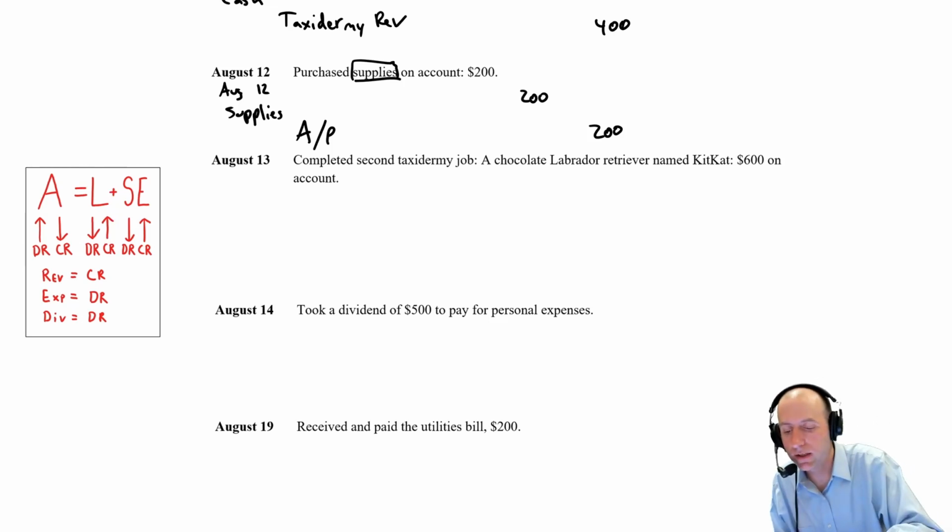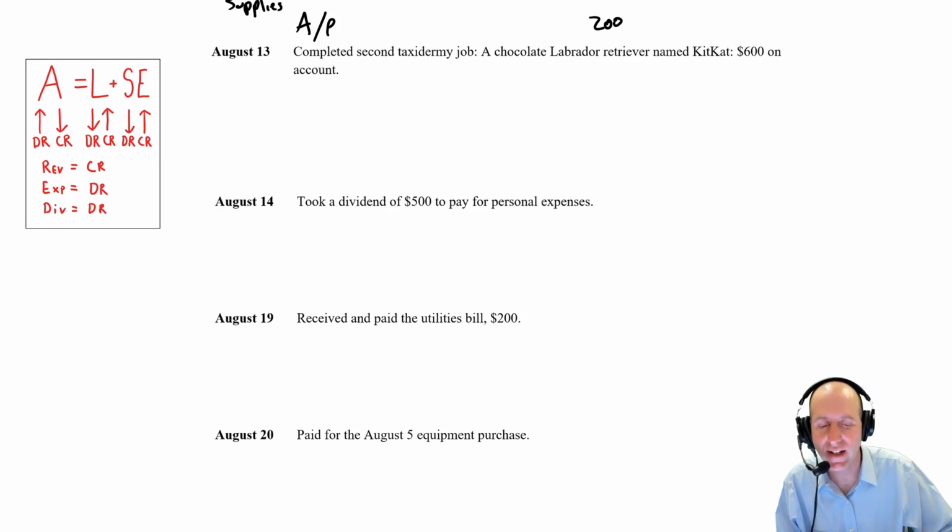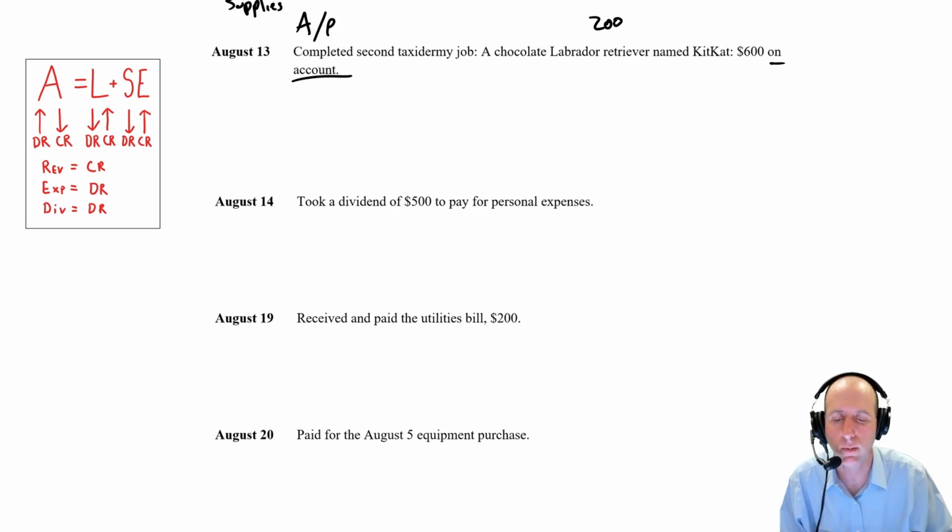Okay, let's continue on to August the 13th. Completed second taxidermy job. Easy for me to say. A chocolate Labrador retriever named Kit Kat. $600 on account. So we did some work. We didn't get any money. We sold it and we sent our customer a bill. Okay. So this is clearly a revenue earning situation.